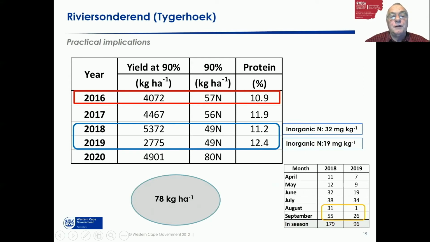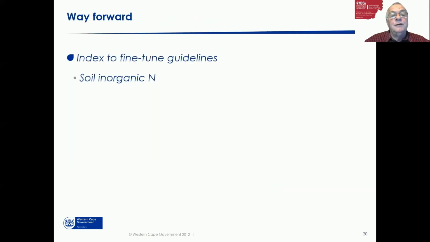So we expect that we might be able to reduce our guidelines according to the research results that we have gathered over the past 5 years. But it's not that simple. We also want to combine our quadratic function with an index to further fine-tune our guidelines.